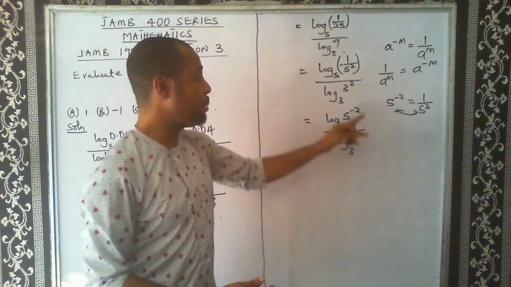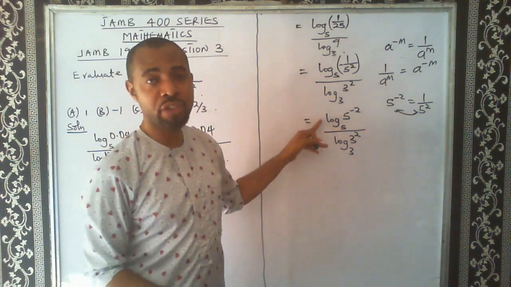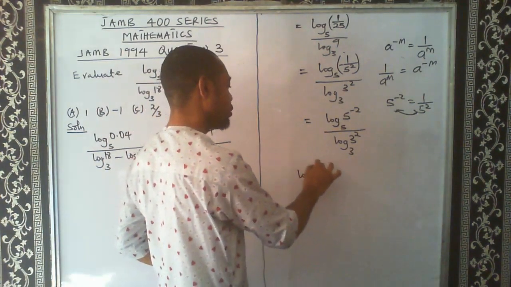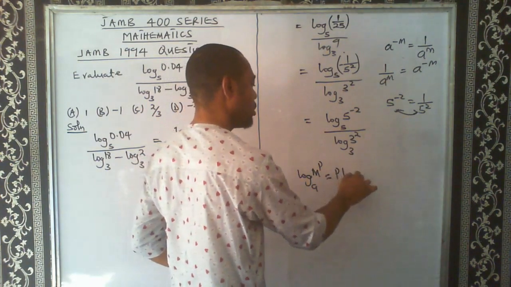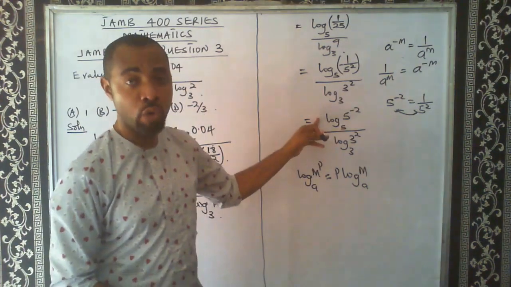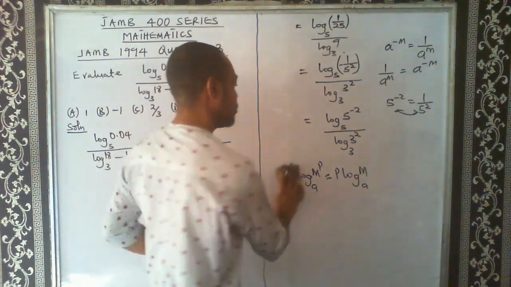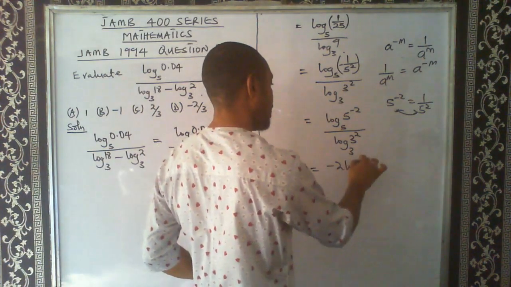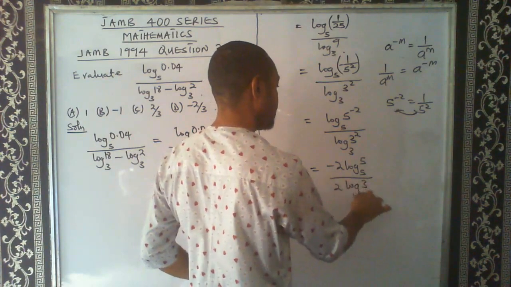Now you remember that the power of a number in logarithm is the same thing as the coefficient of the log. So if we use that law, remember the law that log m raised to the power p in base a is p log m in base a. So the power is also the coefficient of the log. So if we apply this law here, we're going to have minus 2 log 5 base 5 all upon 2 log 3 base 3.